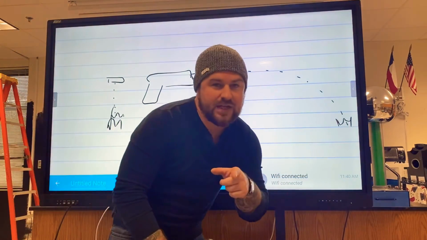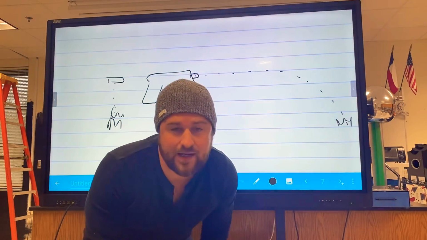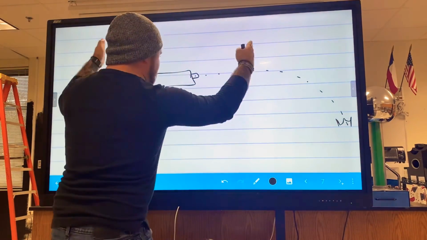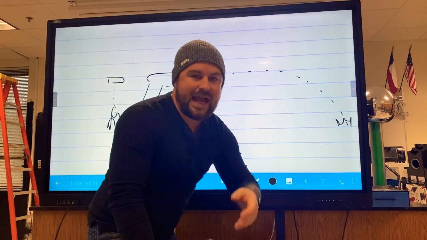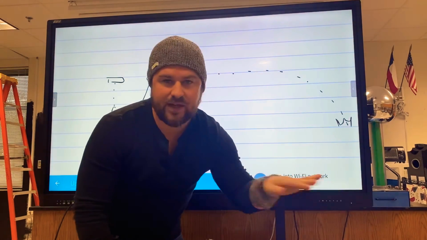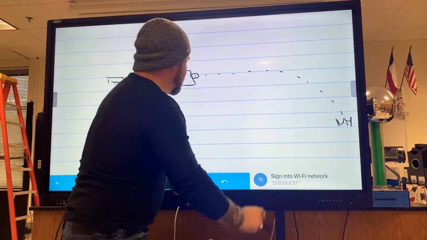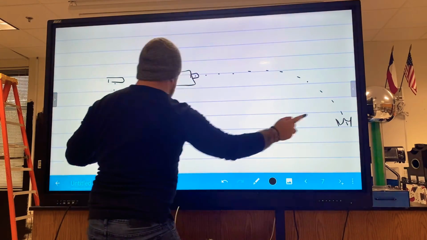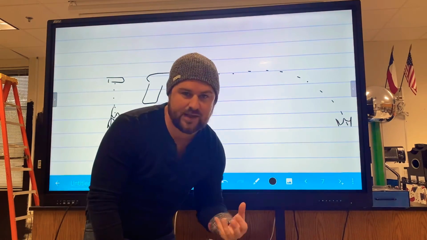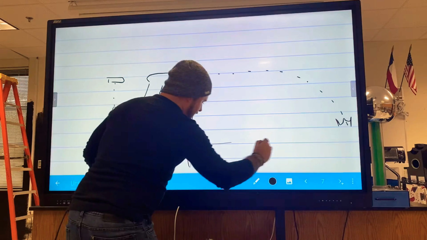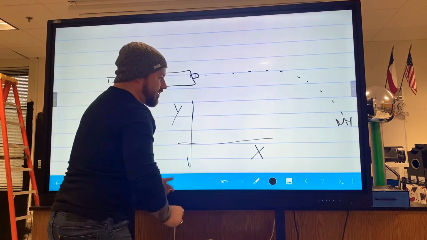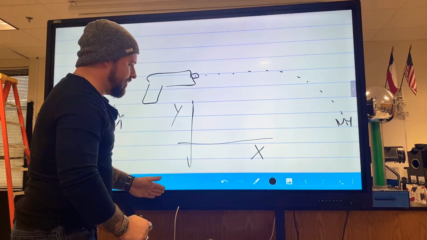Well, it will surprise you to know that they're going to hit the ground at the same time, right? Because up and down, gravity is acting on both of them at the same rate. Left and right doesn't matter. This one is just going to go further than this one, but they're going to hit the ground at the very same time, because the X direction and the Y direction are completely independent of one another.